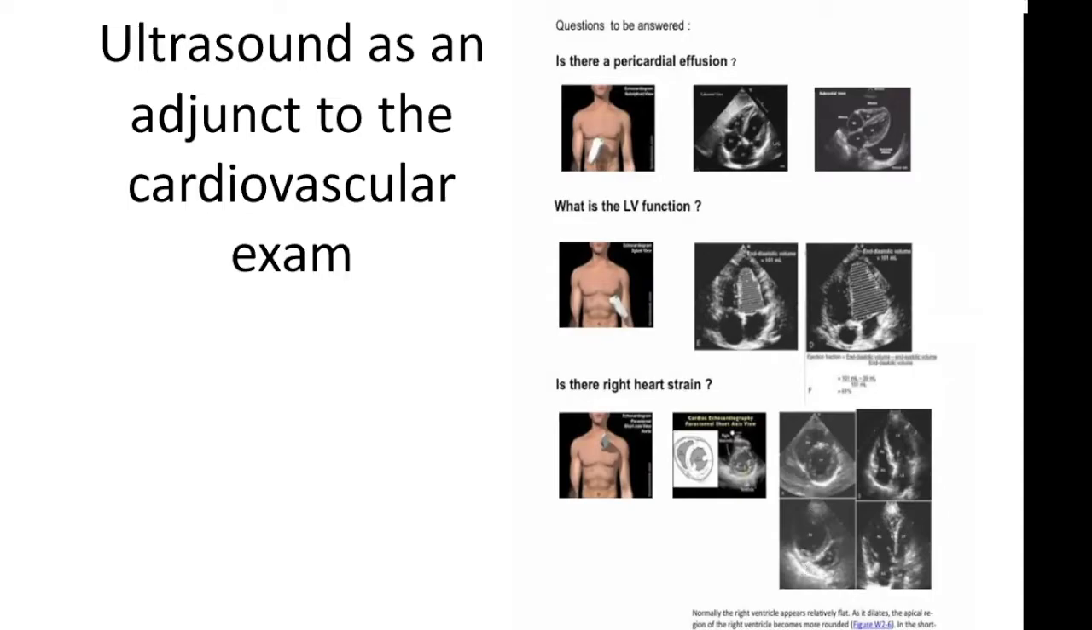And the more advanced you get, you can start looking at valvular dysfunction, particularly if you have heard things with the stethoscope, systolic murmurs, mitral regurgitation, aortic stenosis, diastolic murmurs, such as mitral stenosis and aortic regurgitation.